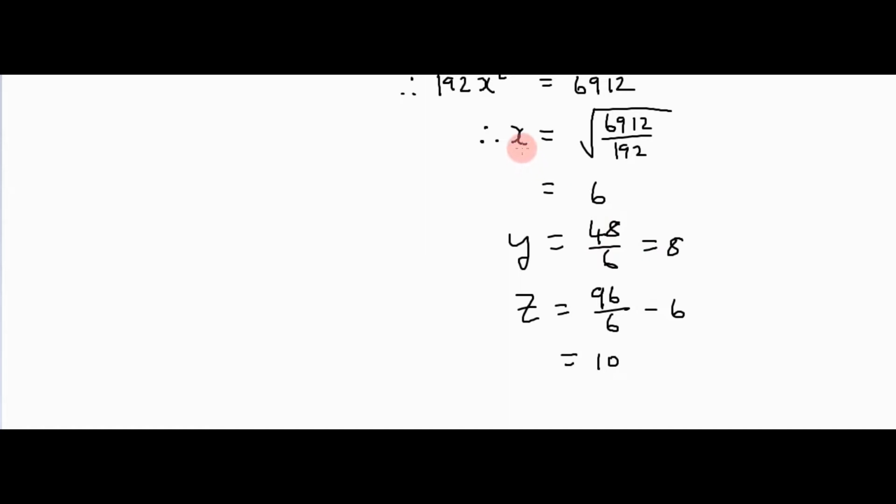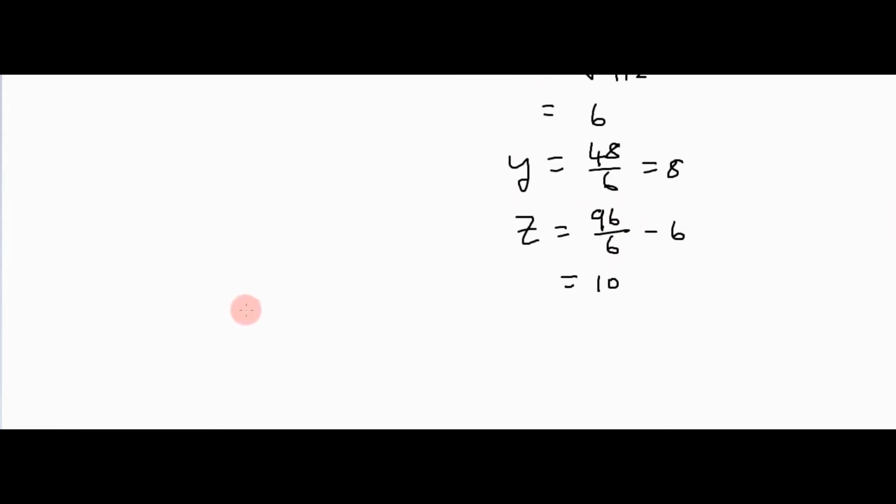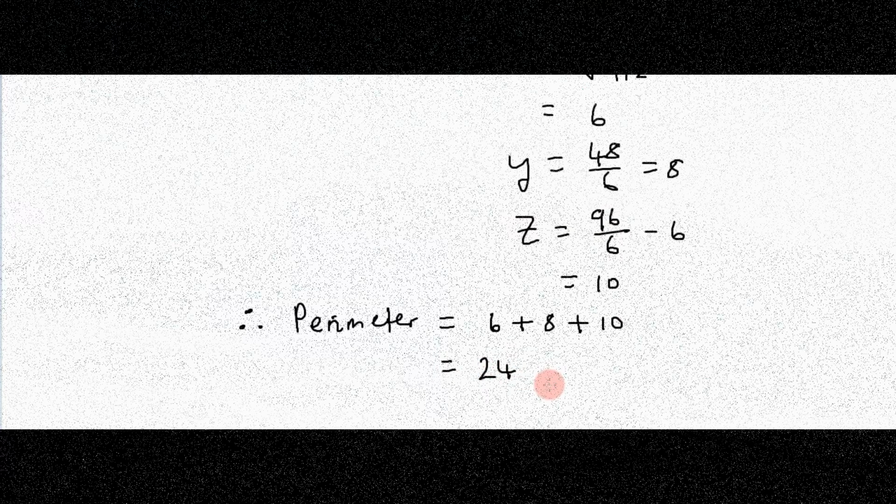So now that we have the values of x, y, and z, we can write down the perimeter. We can just add the values of x, y, and z. So x was 6, y was 8, and z was 10, and this comes to 24.